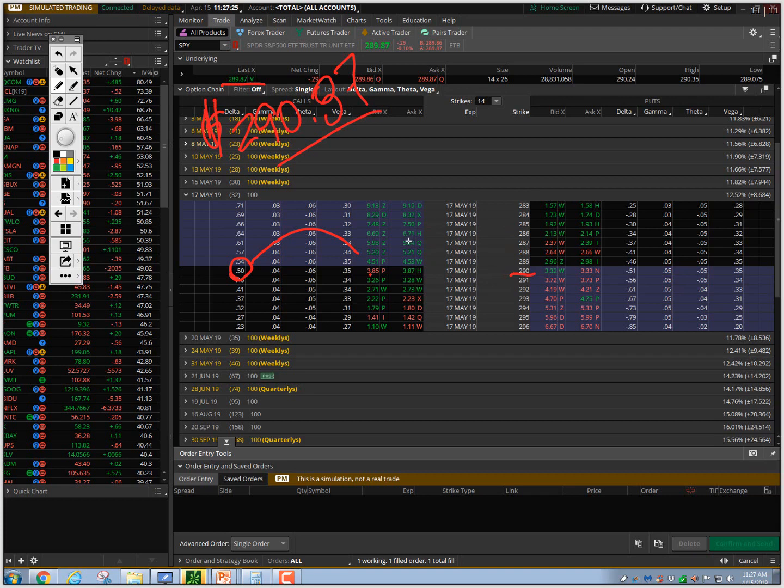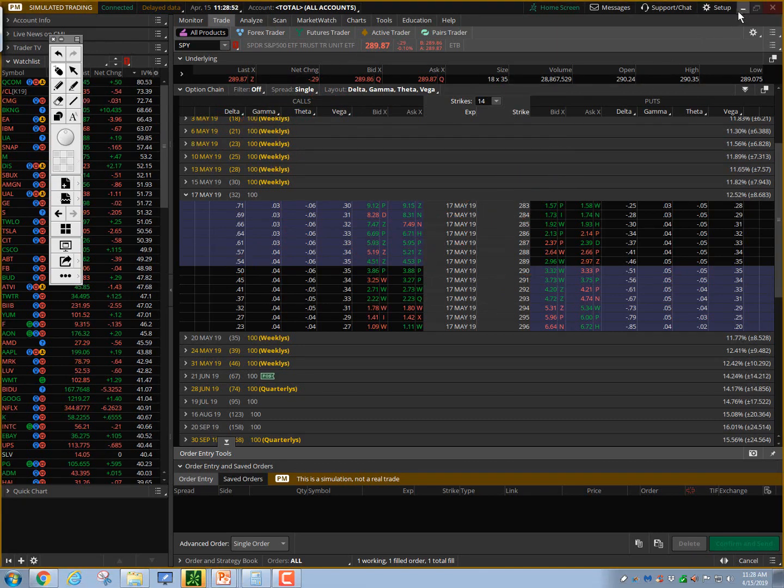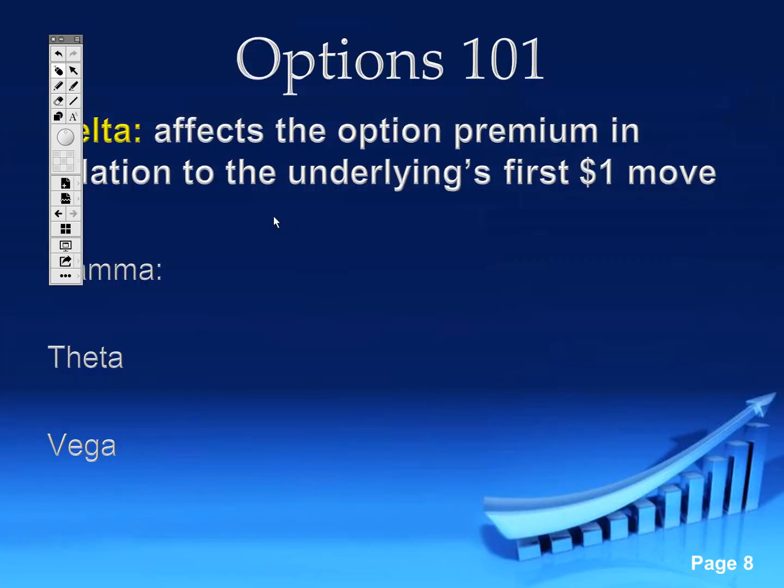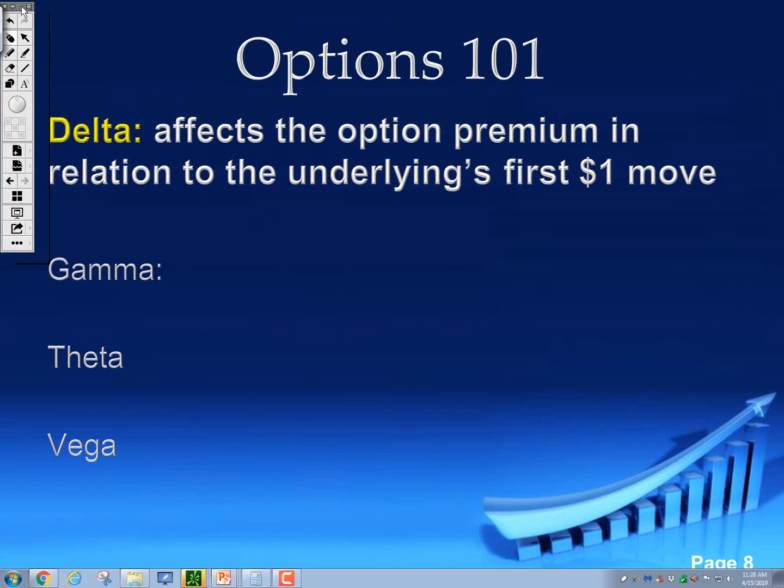We are at $4.35. So it'd be basically $4.35 for this one, and $4.38 on the offer, okay? Because it's gone up by 50 cents on that first dollar increase. That's what delta tells us there: it affects the premium in relation to the underlying's first dollar move. All right, so we've got that. It doesn't want to shrink for me. So delta is that 50 cents going into that first dollar move.